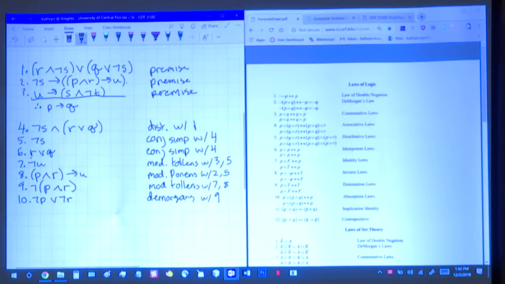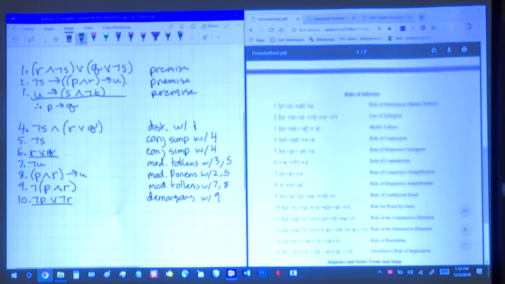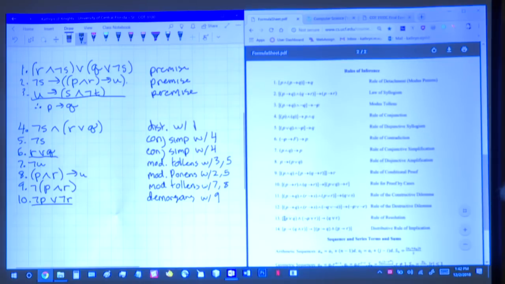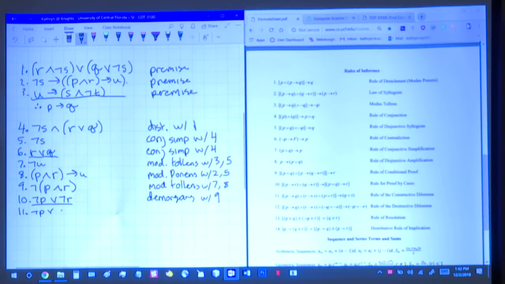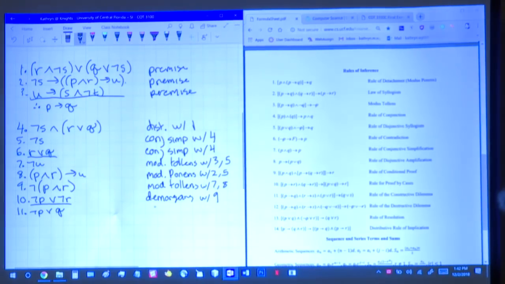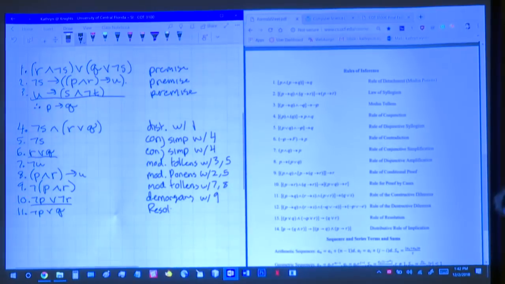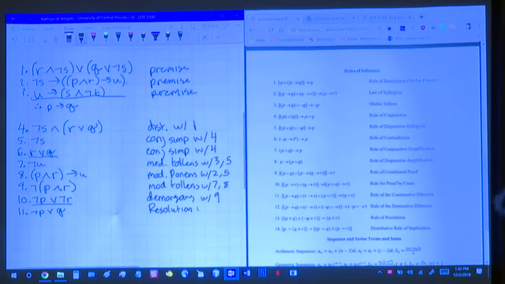Okay. You see how we have this one and this one, and it's got R and then not R. Using the rule of resolution right here, we can simplify that to not P or Q. And that would be resolution with 6 and 10.